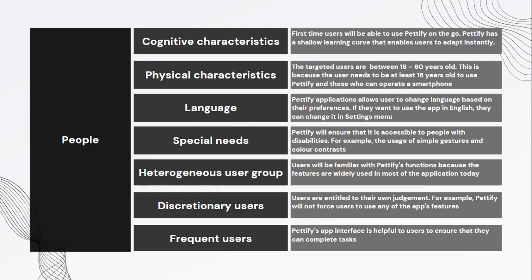Fifth is the heterogeneous user group. Users will be familiar with Pettify's functions because the features are widely used in most of the applications today. Next, discretionary users. Users are entitled to their own judgment. For example, Pettify will not force users to use any of the app's features. Last but not least, for people, Pettify's app interface is helpful to users to ensure that they can complete tasks, to make sure that there will be frequent users of Pettify.